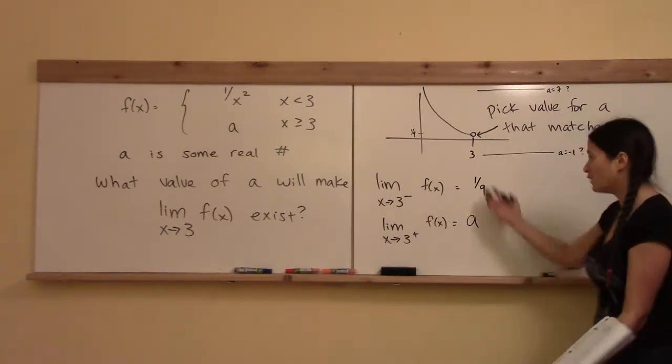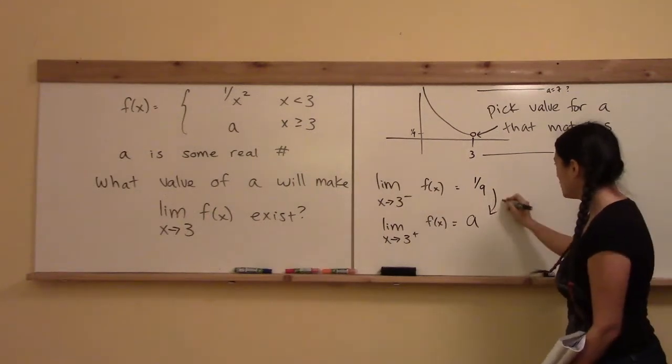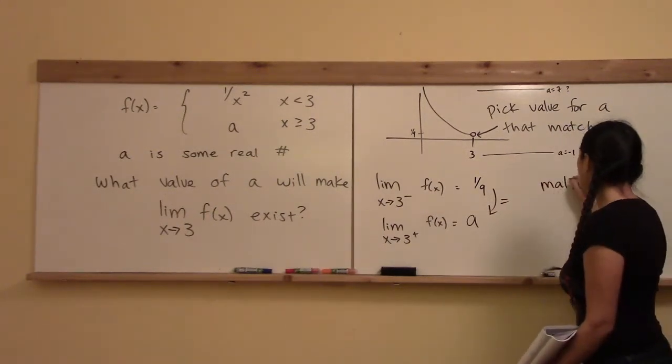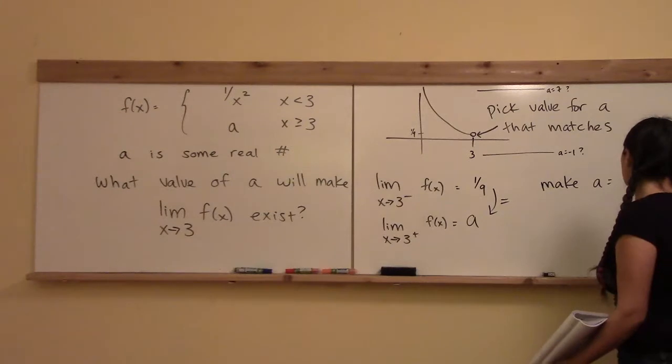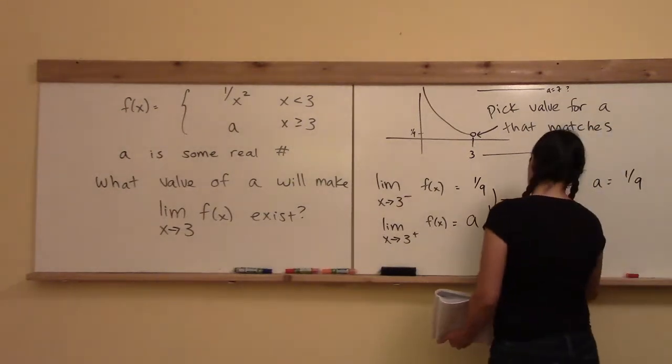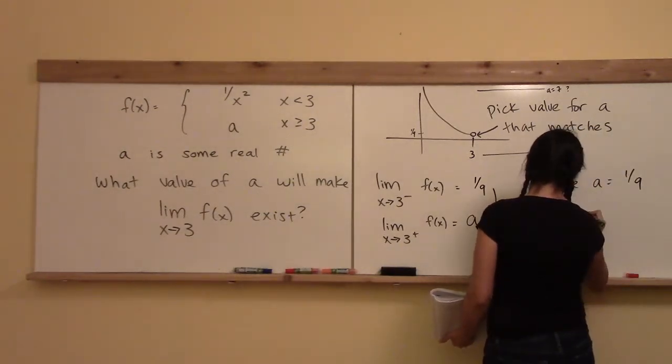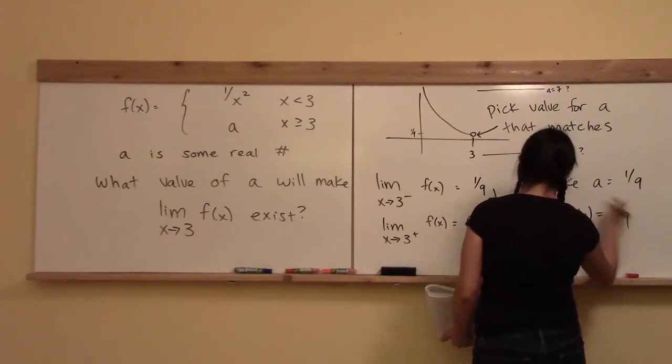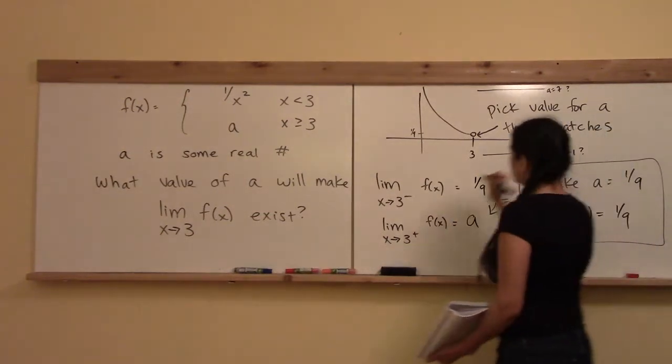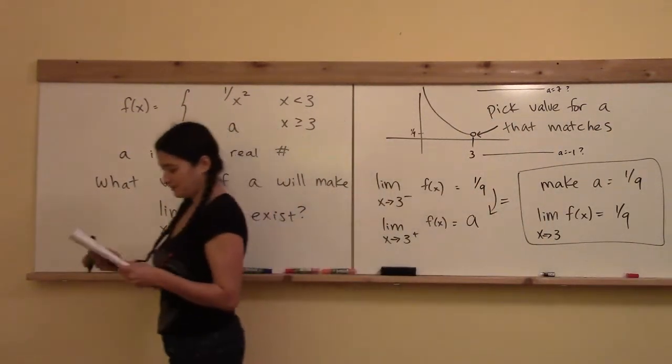1/9, exactly. You want to make these two things match. You want them to be equal, so you're going to make a equal 1 over 9, so that the overall limit as x tends toward 3 of f of x is going to be equal to 1/9. Okay? That's the answer to the puzzle.